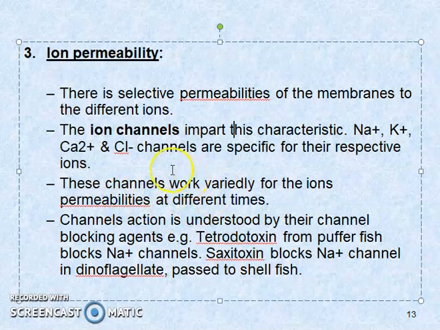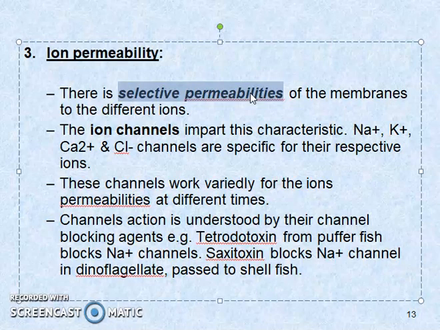We will talk about them later when we talk about action potential. So basically, due to ion channels, there is selective permeability to various ions, and that is responsible for this potential difference of ions across the membrane, inside and outside. These channels work variedly for ion permeability at different times.